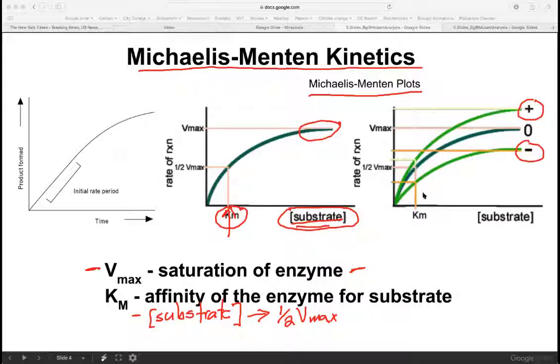However, it does not affect Km. The affinity of the enzyme for the substrate remains the same. And you can see why that happens. Half Vmax is going to be different each time, and the shape of each of these curves is also going to be different, so it's going to land you at the same Km.